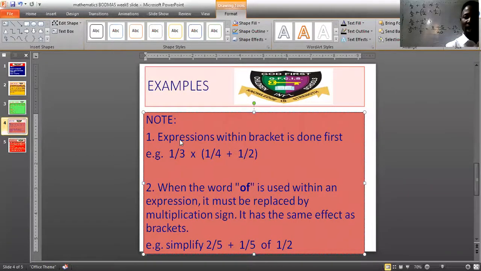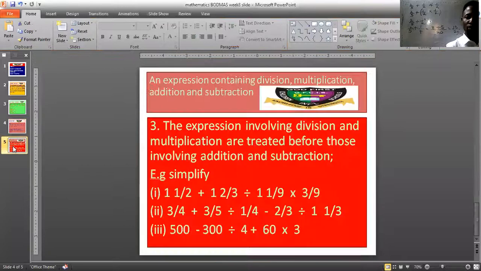So we've been able to do example 1 and example 2. So let's look at the following examples. This one says an expression containing division, multiplication, addition, and subtraction all in one problem. So I said the expressions involving division and multiplication are treated before those involving addition and subtraction. So look at this example.